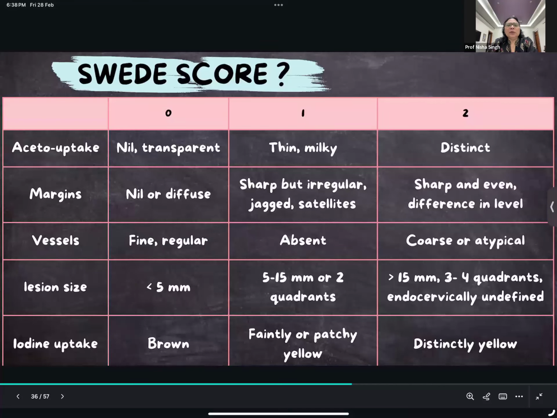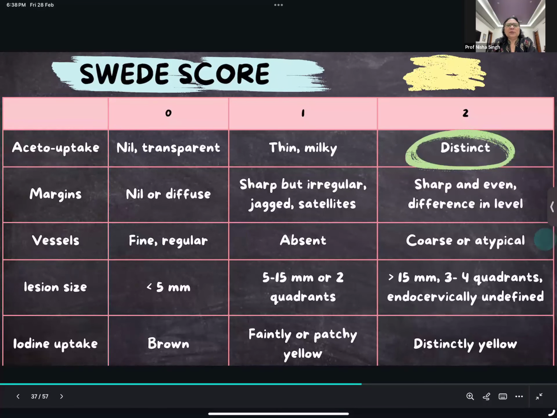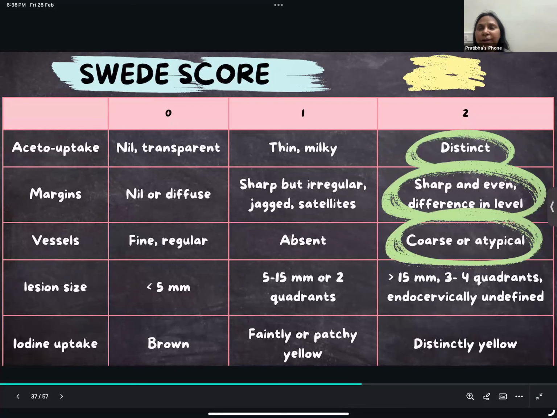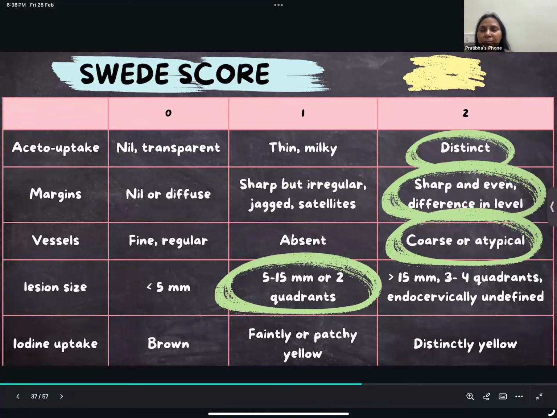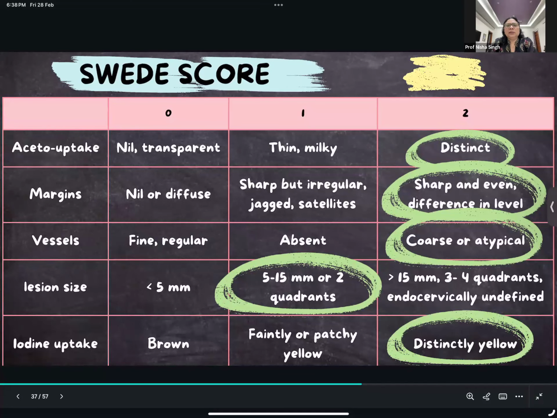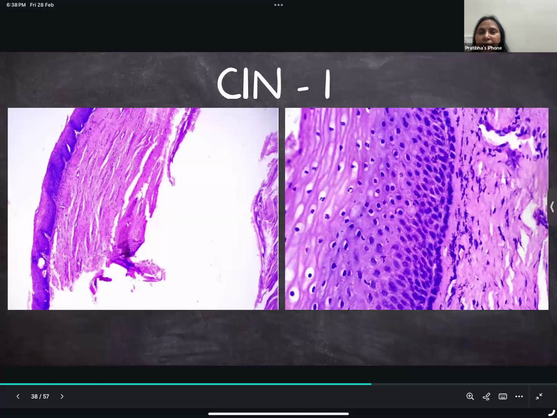Valina, just show the scoring for this case. Dense acetowhite area with sharp margin, and we see abnormal vessels also. The lesion size I won't be able to comment upon, and there is distinct yellow appearance. So it definitely is a high-grade lesion with a score of approximately 9. Like you said, we must biopsy it.